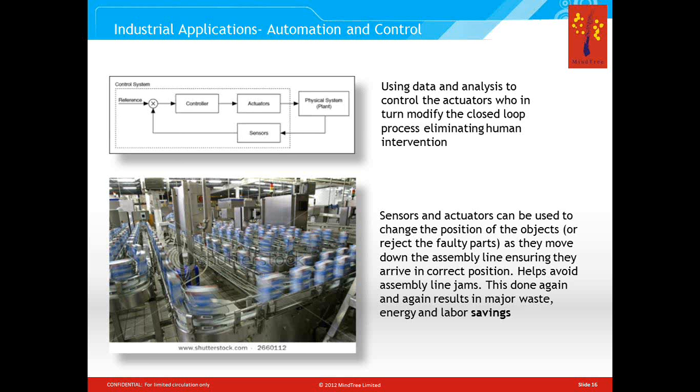For example, packaging. If there is a problem when you print on the package, then you can have a video-based system that can detect even small problems in the print of the package, and then reject those packages. Or in the assembly line, in this example, sensors and actuators can be used to change the position. Many times the objects need to come in the proper order. Otherwise, it can cause an assembly jam, and it can cause delays and cost money.